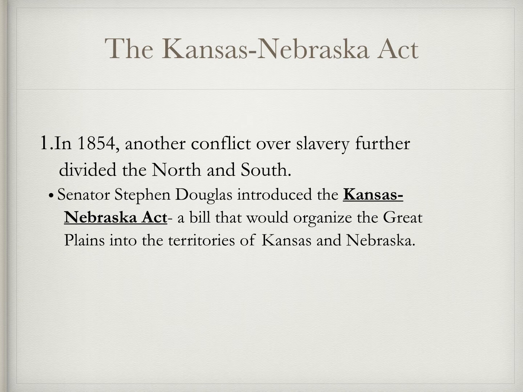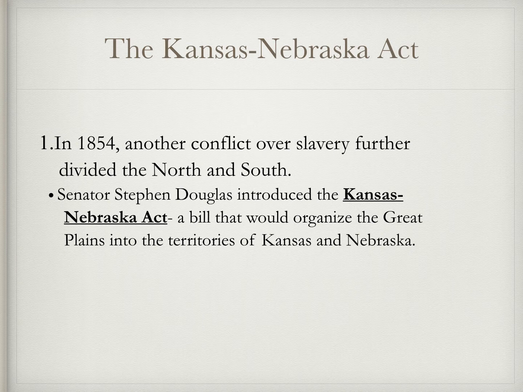We have these new territories that are being organized as they're still part of the original Louisiana Purchase, but as settlers are moving in, they're beginning to become organized. And Stephen Douglas, who was a senator from Illinois, introduced the Kansas-Nebraska Act. And the idea of the Kansas-Nebraska Act was just organizing the Great Plains region, the northern portion of this Louisiana Purchase, into the territories of Kansas and Nebraska.